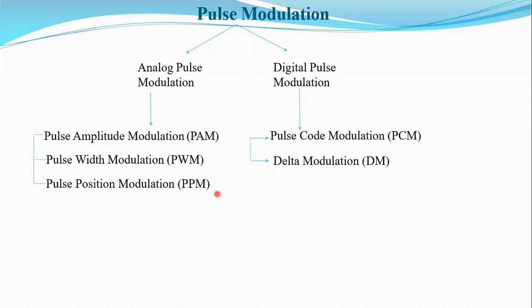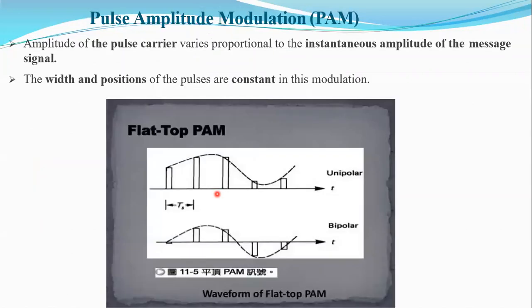The first topic is pulse amplitude modulation. The definition of pulse amplitude modulation is that the amplitude of the pulse carrier varies proportionally to the instantaneous amplitude of the message signal. That means the amplitude of the pulse carrier varies proportionally to the instantaneous values of the message signal. That is the basic definition of pulse amplitude modulation.